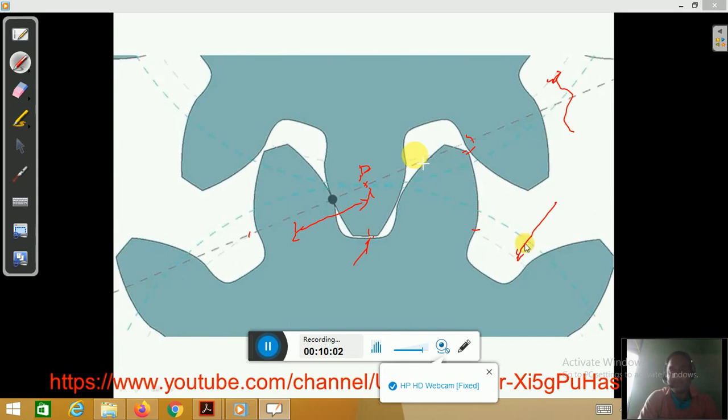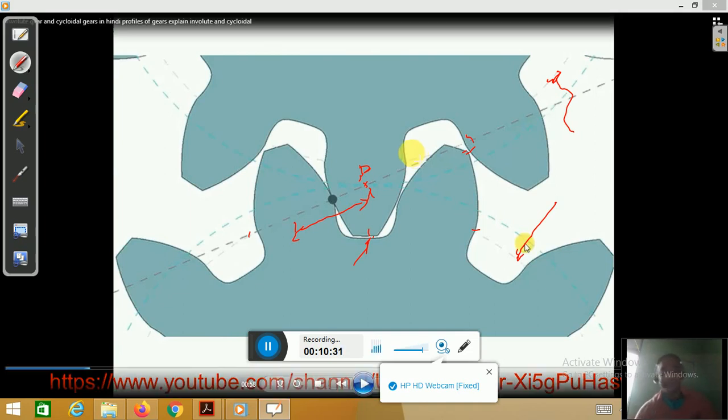Some very important terms we have understood in this particular video. I will summarize again. We have understood the path of contact, path of approach, path of recess, pitch point, point of contact, clearance, interference, and that the line of contact is tangential to the base circles. Those circles we have seen, the fillet part we have seen, the involute part we have seen, conjugate action, non-conjugate action. These important terms we have discussed in this practical video.